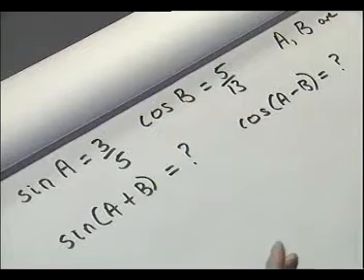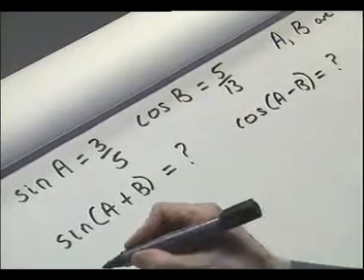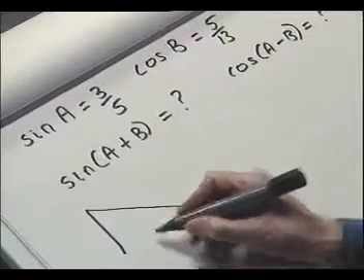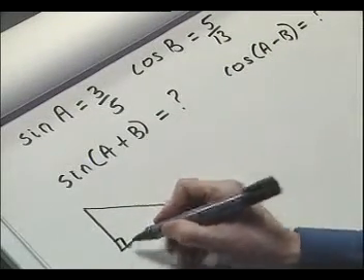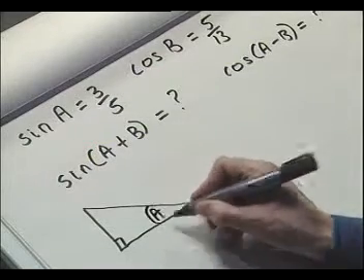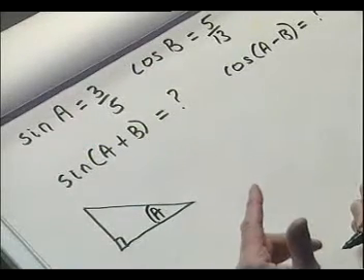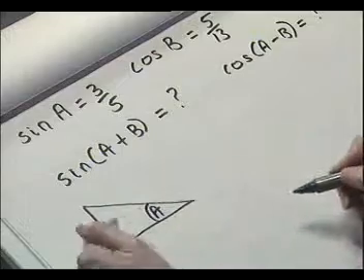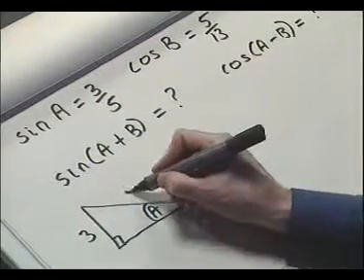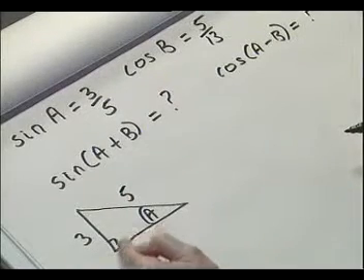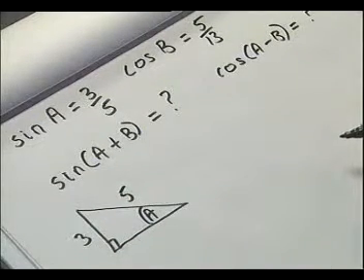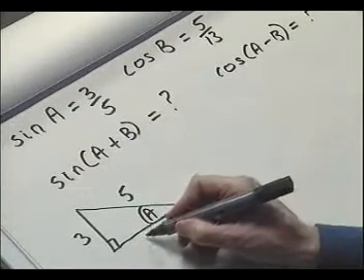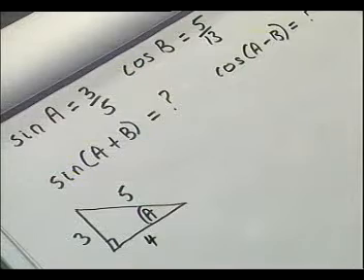Well, if they're both less than 90 degrees, one of the things we can do is represent the angle and the sine with a right-angled triangle. So let's just have a look at that. Right-angled triangle, right angle there, the angle A. Sine A is 3/5. Opposite over hypotenuse. So that's 3, the side opposite the angle A, and that's 5, the hypotenuse, which is always opposite the right angle, always the longest side. Pythagoras tells us that this other side has to be 4.